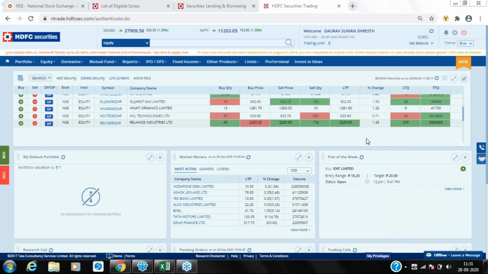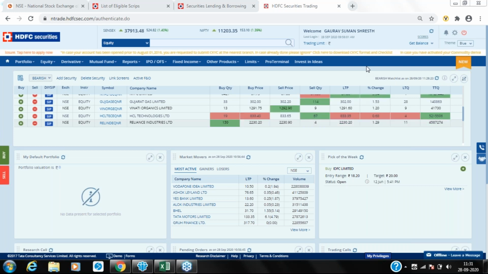The normal charges that will be applicable will be the normal brokerage charges. No other charges will be required for this. So yeah, I think we've taken all the questions.